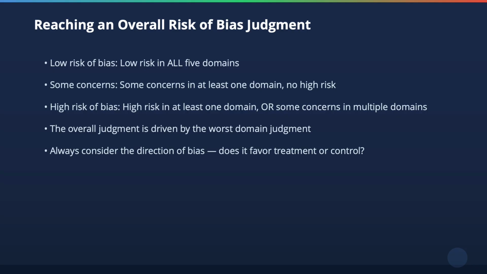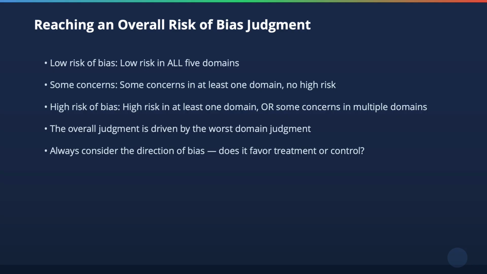This slide explains how you reach an overall risk of bias judgment after assessing all 5 domains. The rules are straightforward. A result has low overall risk only if it receives low risk in all 5 domains. Every single domain must be green. A result has some concerns overall if there are some concerns in at least one domain, but no domain is high risk. This is the most common overall judgment because achieving all green is quite rare. A result has high overall risk if any single domain is high risk.